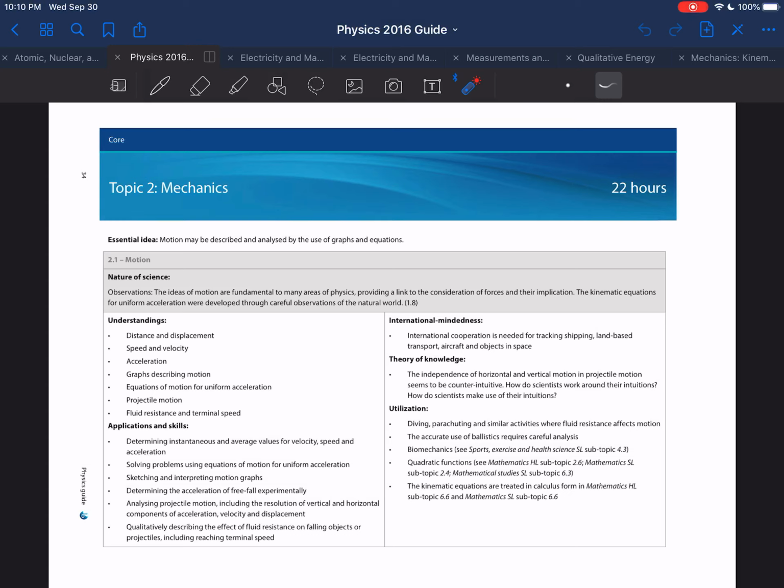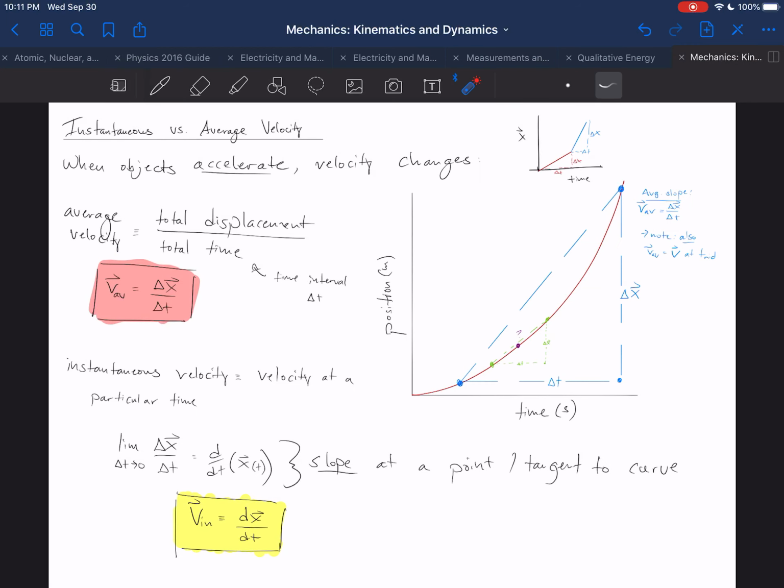Hello everyone! In this video we will continue to examine topic 2.1 motion, and in particular we will begin to discuss the concept of instantaneous and average velocity. So, when objects accelerate, their velocity changes, and we're going to discuss this in more detail later. Acceleration will be a very important concept for us.